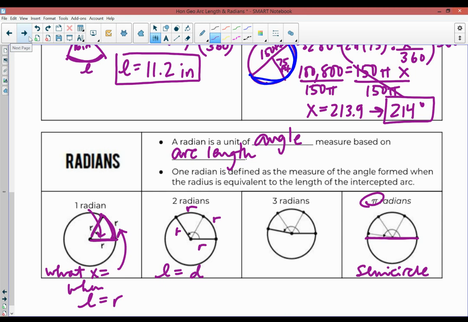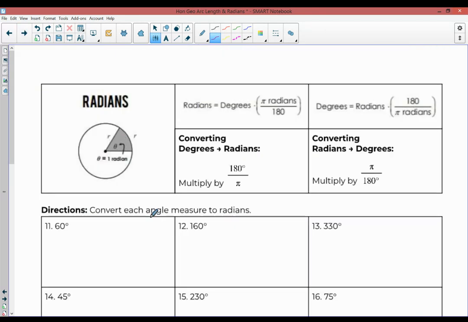Let's apply this. Fun fact: you'll learn more about this in pre-calc, and then you'll use it in, you guessed it, calculus. So many fun things for you to learn ahead. So looking here, again, radians is an angle measure. So radians is equal to the number of degrees times pi radians over 180. Same thing here, except just the inverse. And this is how we convert between degrees and radians.